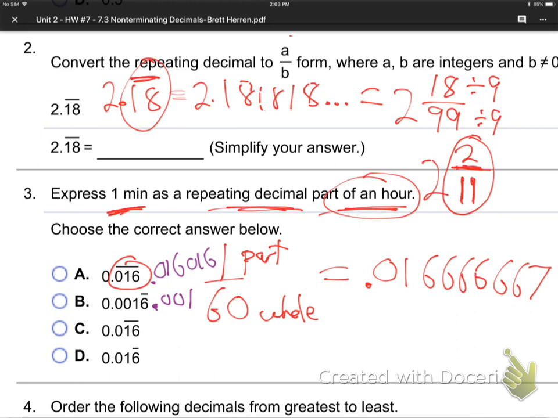001 and then a bunch of 6s. No, it's just 01 and then 6s. This would mean 0, and then see the part that's repeating? 1, 6, 1, 6. That's not right. It's 0, 1, and then 6 is forever. Everybody good there?